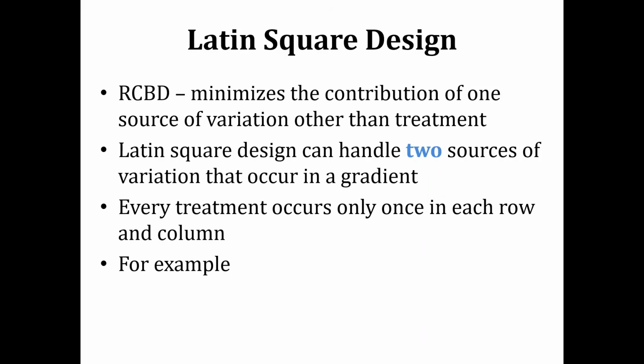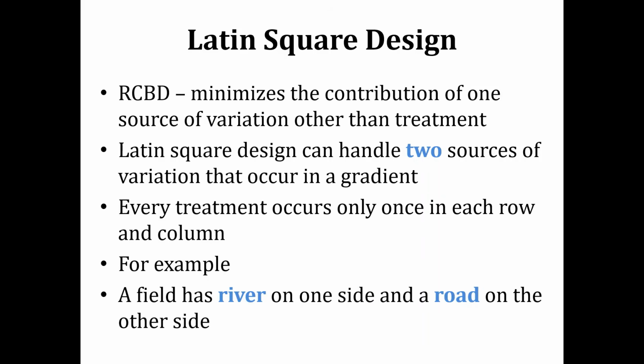For example, we have a field in which there is a river on one side and a road on another side. We are going to see that if we have 2 significant sources of variation, how we are going to handle those sources of variation through the Latin square design. So here we are taking the example of a field which has 2 sources of variation other than treatment. One is the river, which is on one side, and the other is the road. Both river and road may have an effect on the growth of the plants.